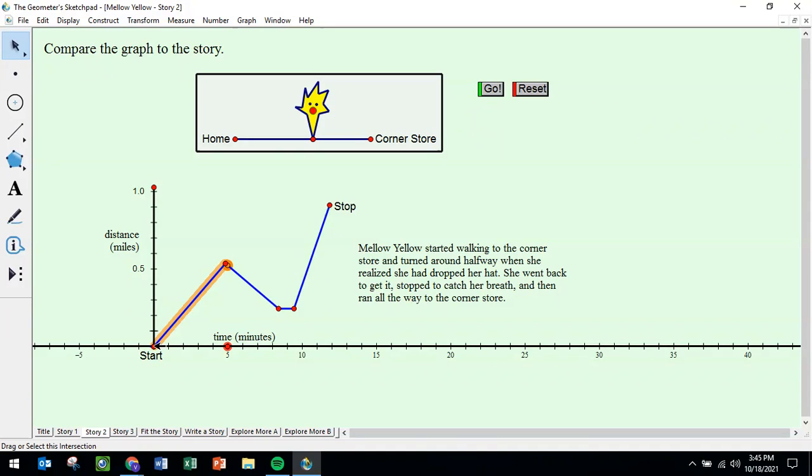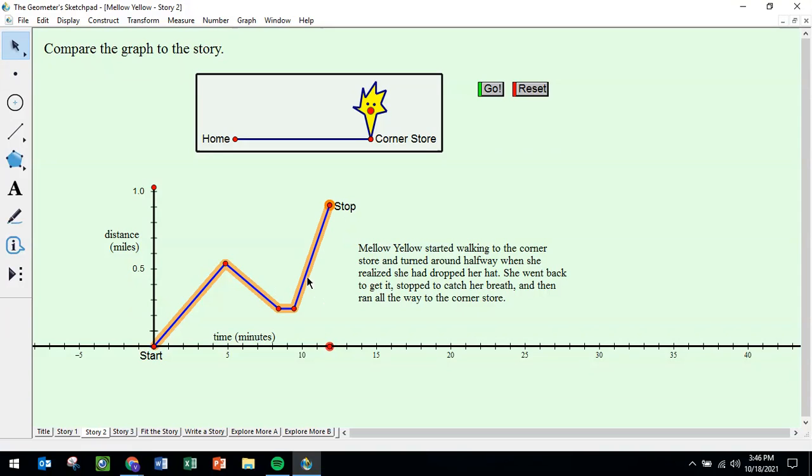So if this is Mellow Yellow's home, the bottom, she's moving farther away toward the corner store, but she drops her hat, which is some ways back. So she's actually kind of going closer to her home, right? To go get her hat. So she runs back, and then she stops, catches her breath, and then speeds off. Notice this line is much steeper than this line. What does that mean? It means she's running faster.